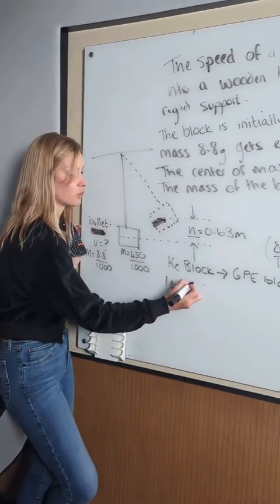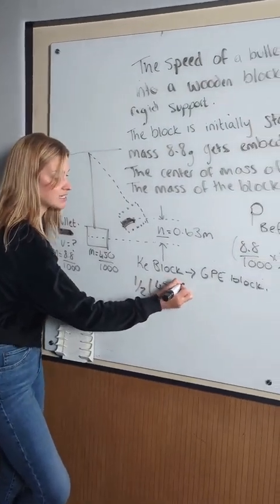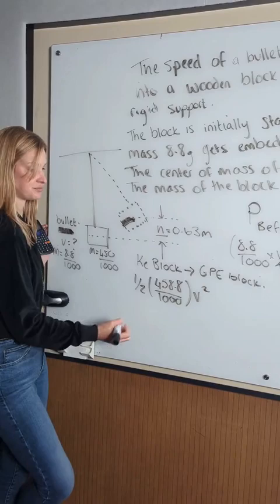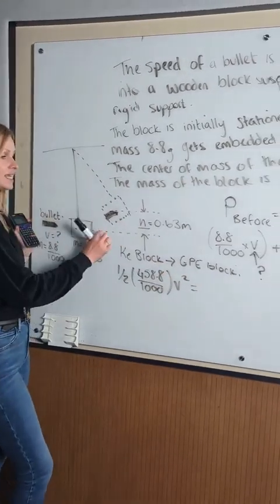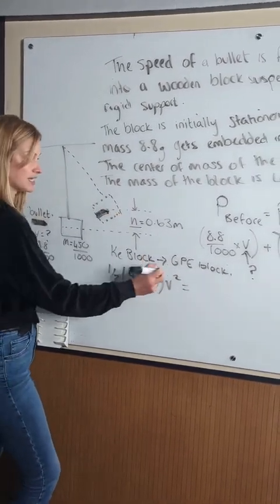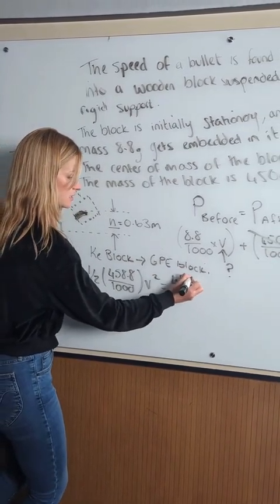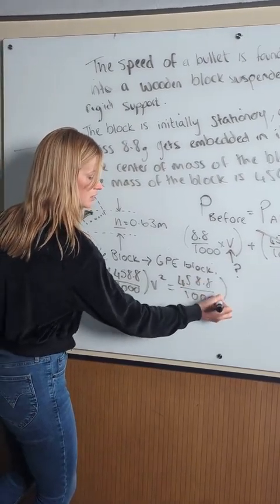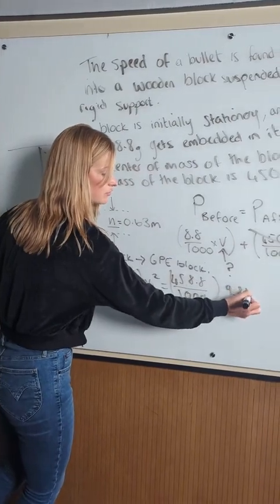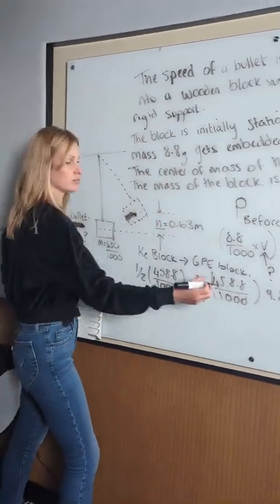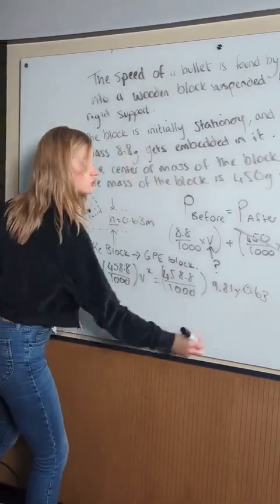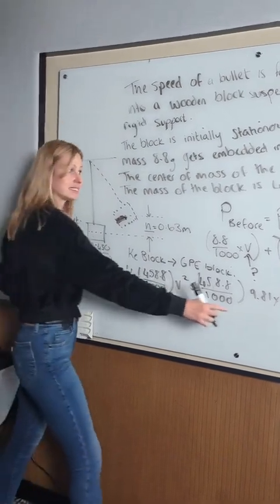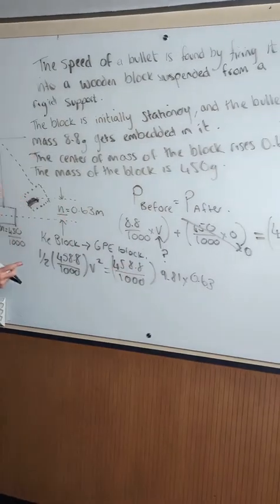So the mass of the block is 458.8 over 1,000, times v squared, equals the gain in gravitational potential energy, which is our mass, 458.8 over 1,000, times g, which is 9.81 on Earth, times the gain in height, which is 0.63. So I have enough information to find out the speed of that block, and that's exactly what I needed.